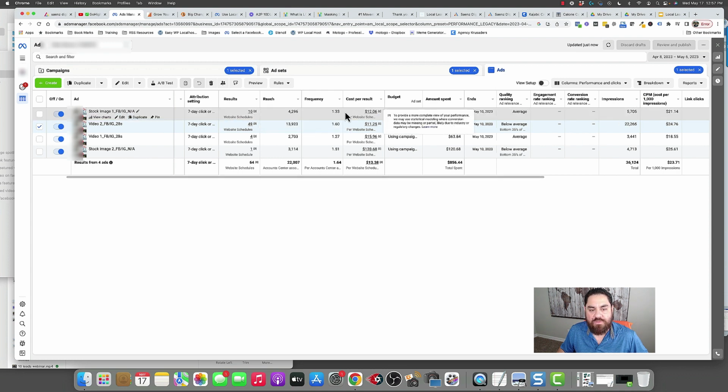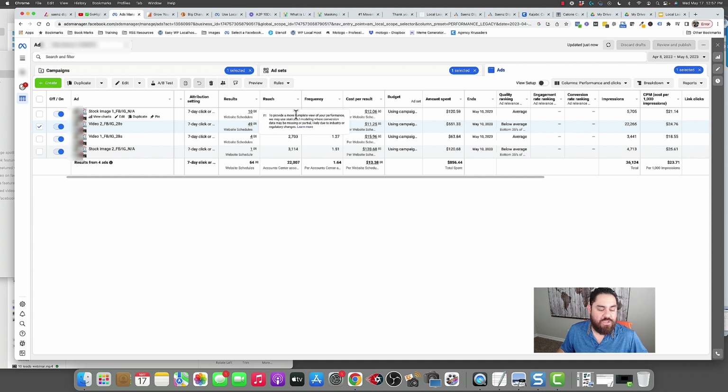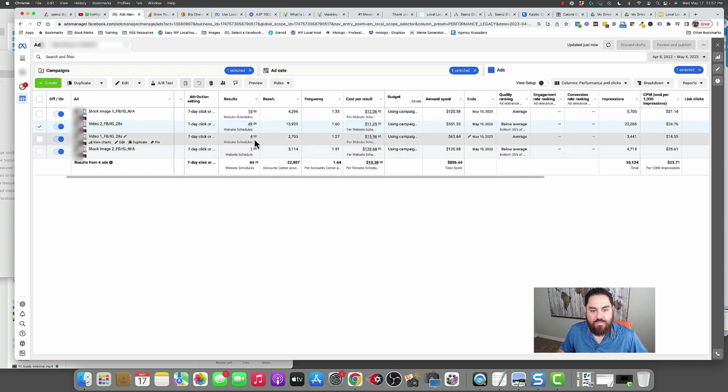10 leads, $12. Facebook started to deliver this to the right people. Okay, 49 on this one, $11 per lead. Now look at the third one, okay? 4 leads at $15.96 per lead. We're still not close to that. Now let's look at the last one.